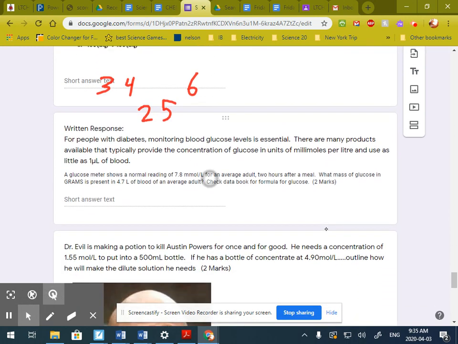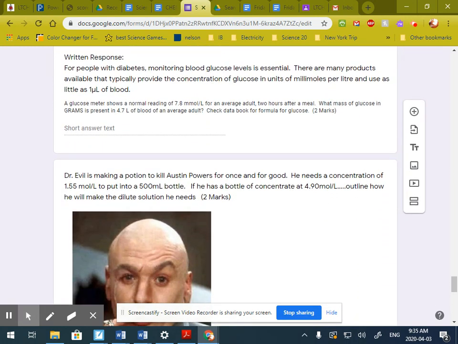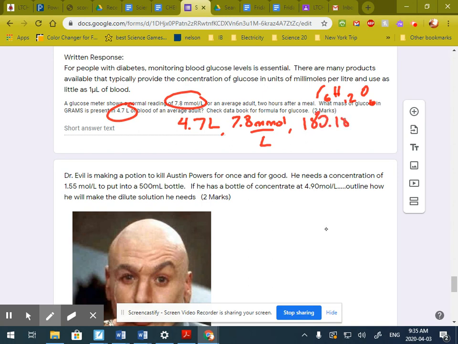All right, so next question. We need to solve for the mass of glucose. What mass of glucose at this concentration and this volume? So if we write down what we know, we've got 4.7 liters, 7.88 millimoles per liter, and glucose is C6H12O6. Because we're solving for mass, we need the molar mass of glucose. I'm just plugging that into my calculator really quick. I get 180.18 grams per mole.